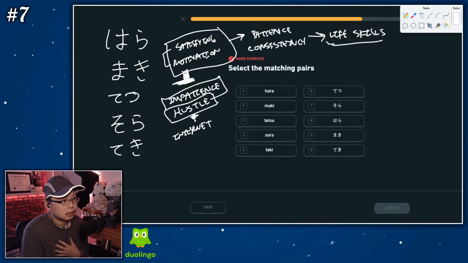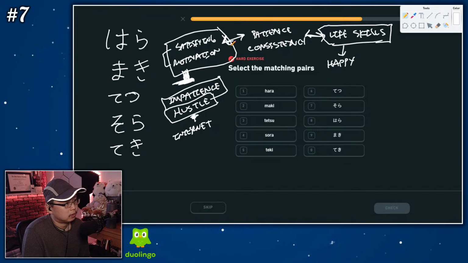Obviously, if you're not in the market to develop life skills, that's perfectly fine. If your life skills make you happy, then you don't require to develop patience or consistency, and you don't require to develop other techniques of satisfaction and motivation, because your life skills are already sufficient. For me, the people that I usually interact with or am targeting are people who are deficient in life skills.